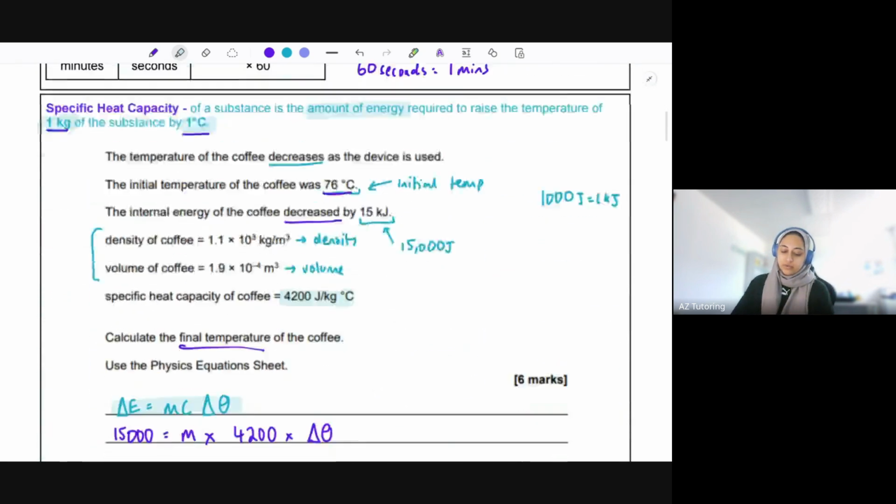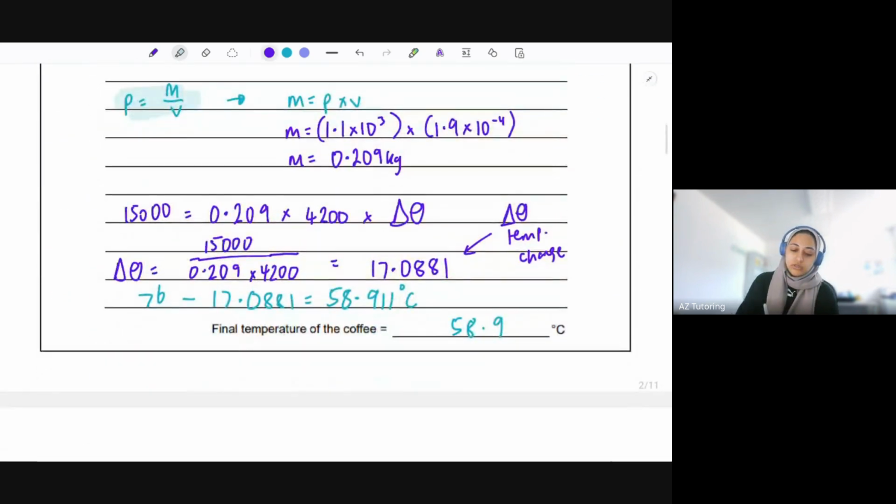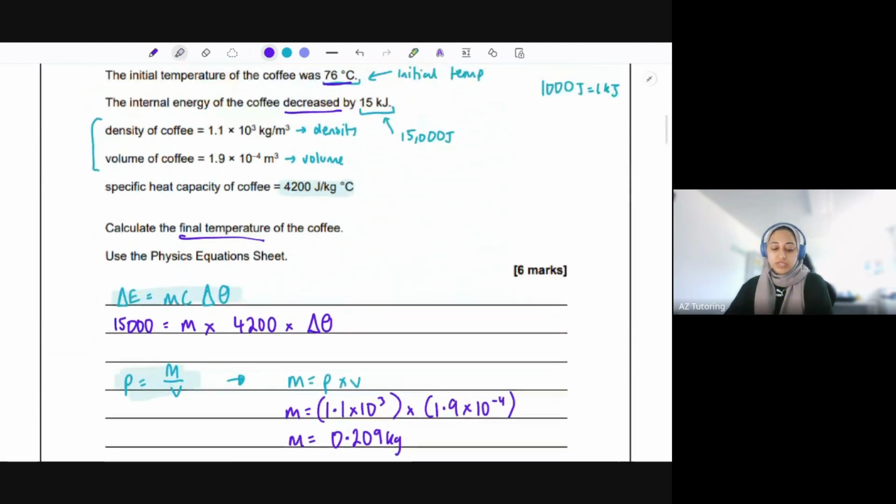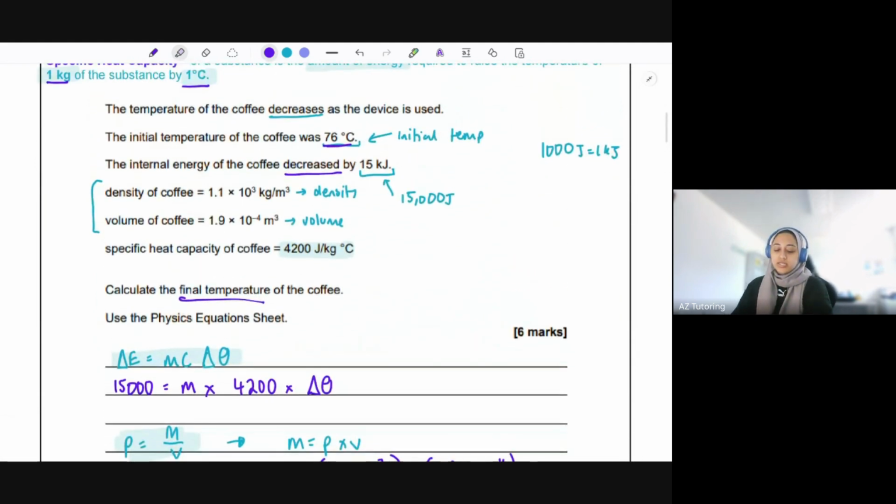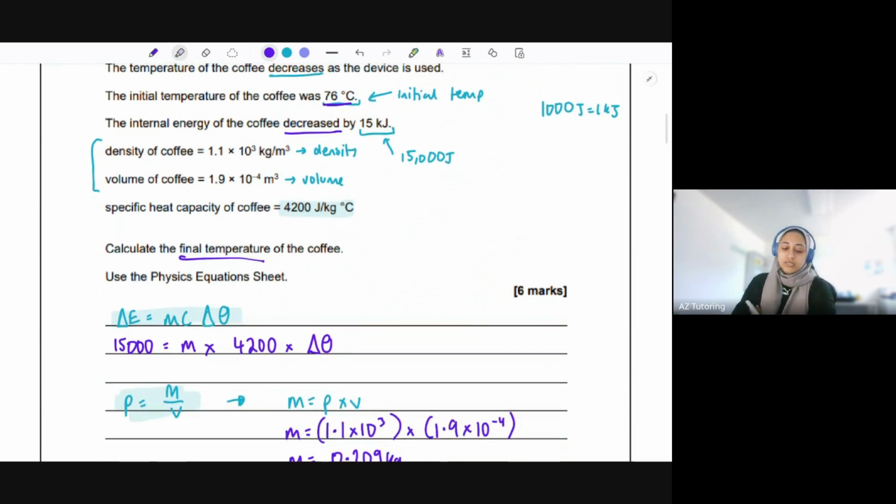So don't let that trip you up. Let's continue on. And also one other thing to mention with specific heat capacity as well, you do need to know the practical. But the thing is, you don't really need to memorize the practical.